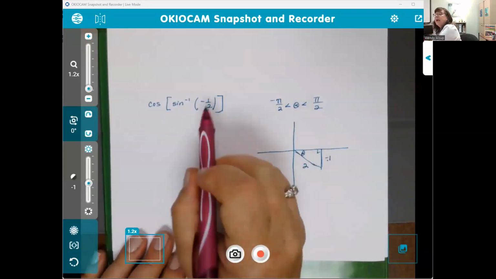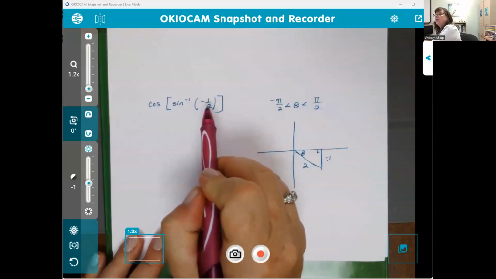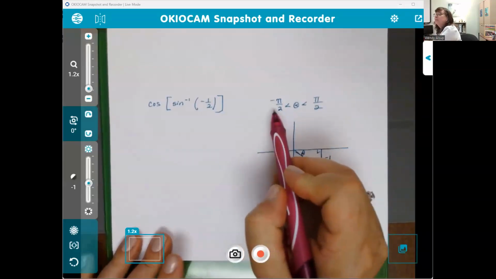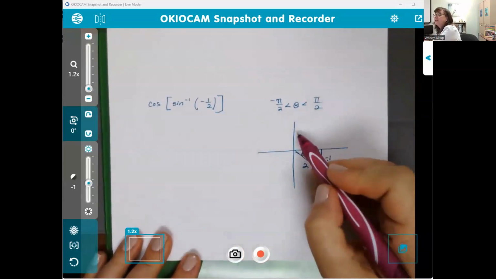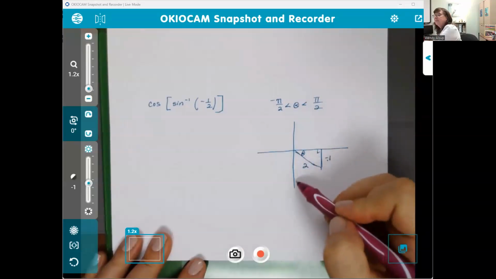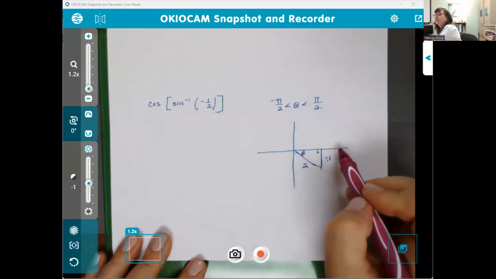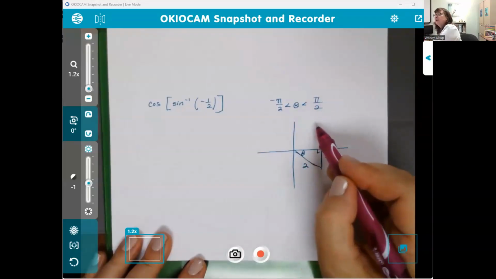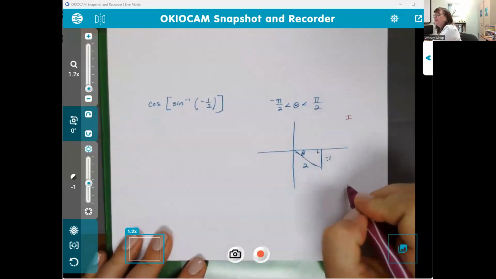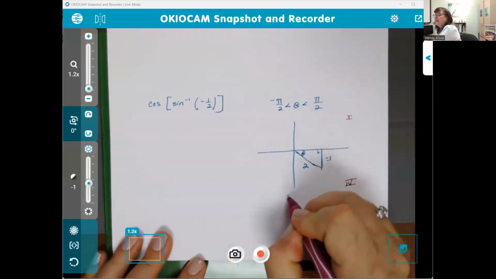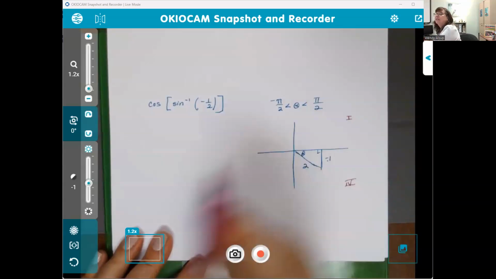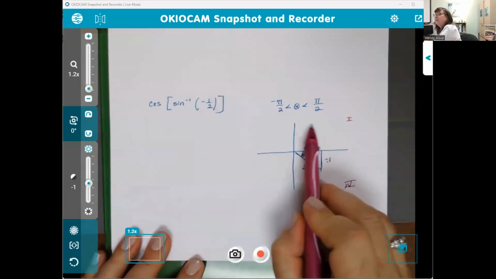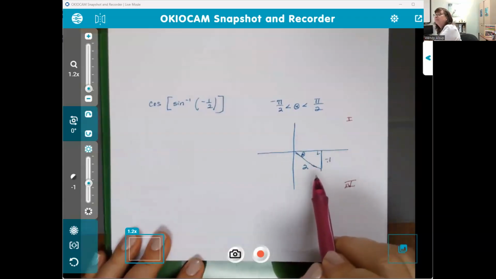And again, the range for our output is limited between negative pi over 2 and pi over 2. So with sine and tangent, it's negative pi over 2 to pi over 2. Cosine is 0 to pi. So we're going to be either in the first quadrant or the fourth quadrant, and the sine is negative, so that means we have to be down here in the fourth quadrant.